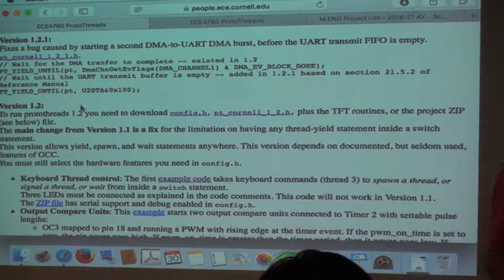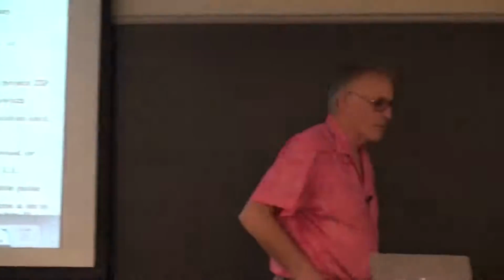So for lab 1, it didn't make any difference. Nobody tried to launch a thread from within a case statement. In lab 2, a lot of people are doing that. It is really essential to use 1.2.